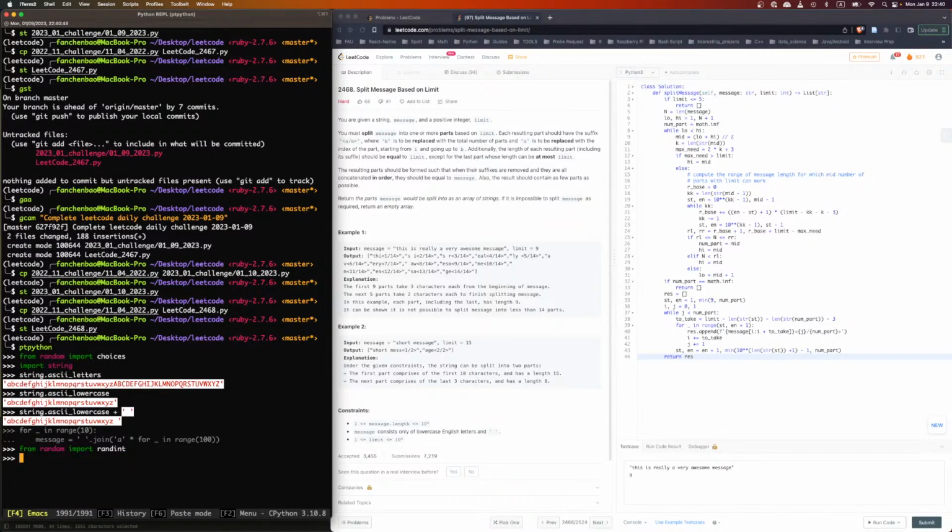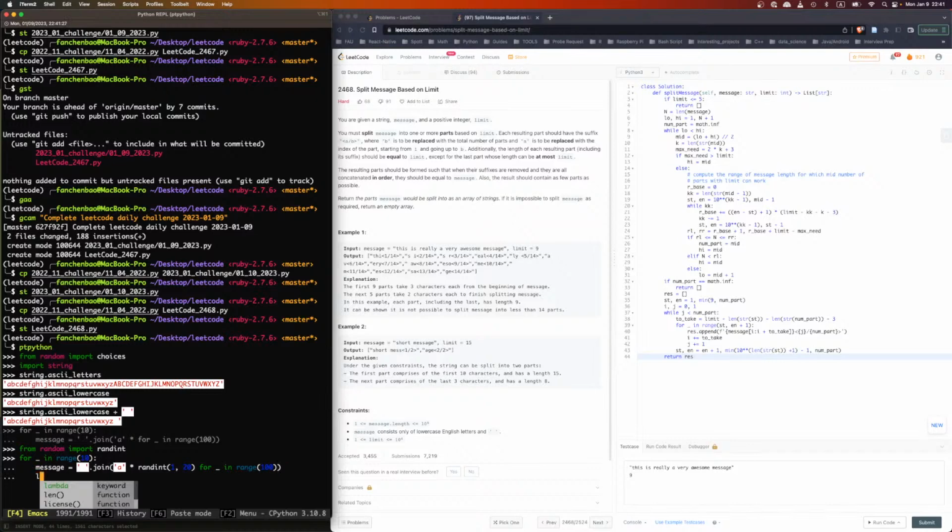What matters is the positioning of the white spaces. We can just say this A times randint, however long we want. We can say 1 to, let's say 1 to 20, okay? For this in range to 100. So at most 20 times 100, 2000. All right, that's within the range. Okay, this is the message.